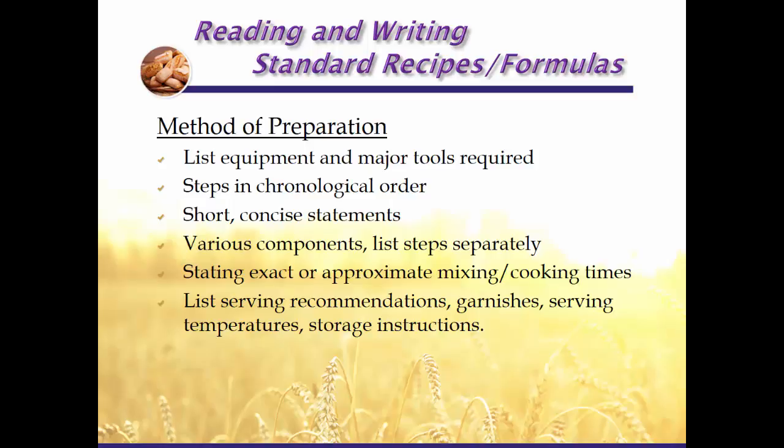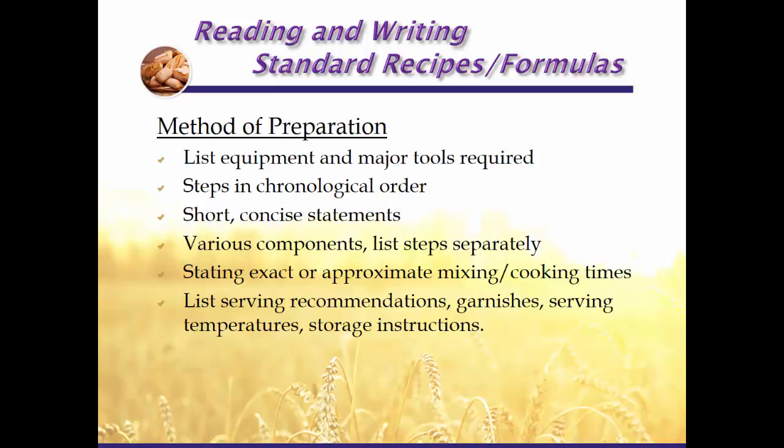In the procedure section, list groups of ingredients and then the method of combination. List various components and list those steps separately. State exact or approximate mixing method times, like put on the grill for 3 minutes on each side, or char for approximately 7 minutes on one side. Bake for 35 minutes or until the touch of the middle springs back and there are no moisture droplets in the center crack of the pound cake.